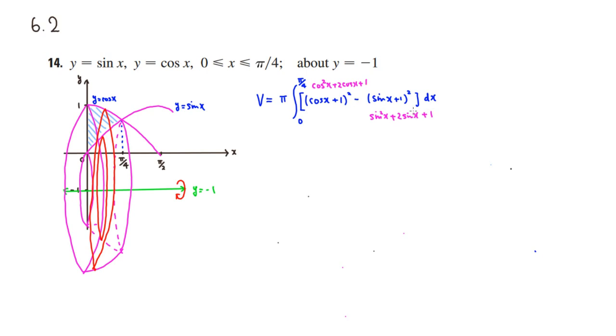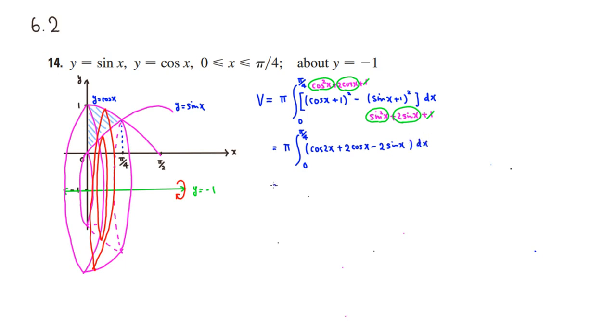So it looks like there's some cancellation. You have a 1 minus 1, so you can cancel those. Then you have cosine squared minus sine squared. Using the trig identity, going from 0 to pi over 4, cosine squared minus sine squared is cosine of 2x. Then you have 2 times cosine of x minus 2 times sine of x. So we took care of that, and we also took care of that. Then we just have to integrate that.